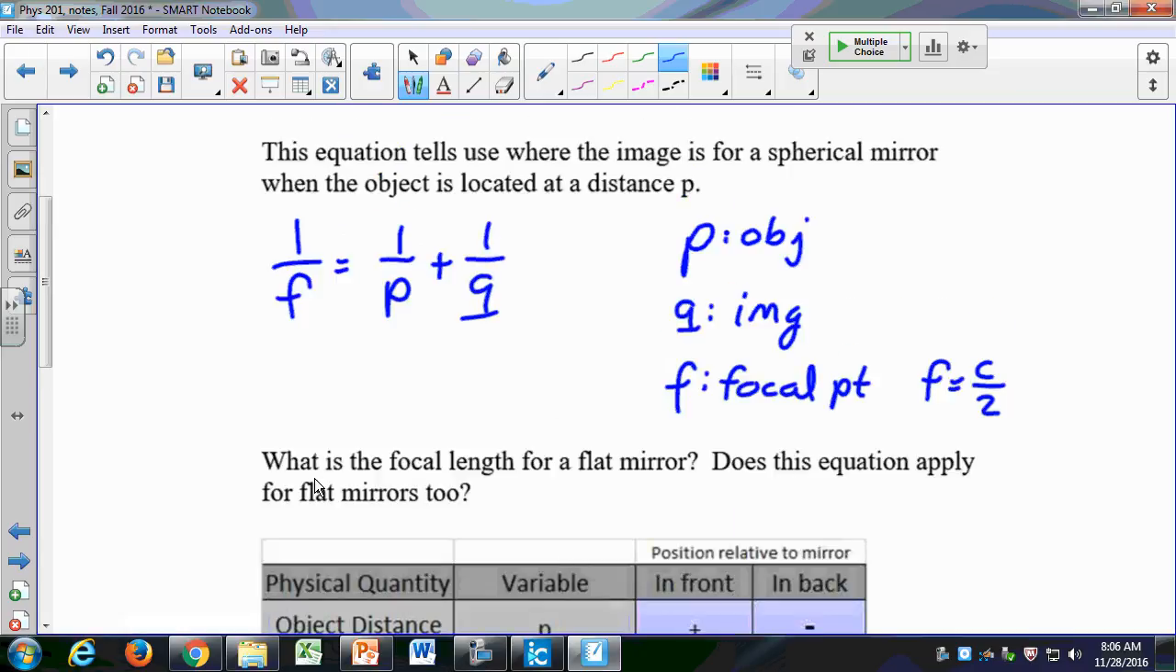What is the focal length for a flat mirror? What is the focal length for a flat mirror? Ever thought about that? Have you ever looked at your flat mirror and said, gosh, I wonder what the focal length is? Well, what is it?